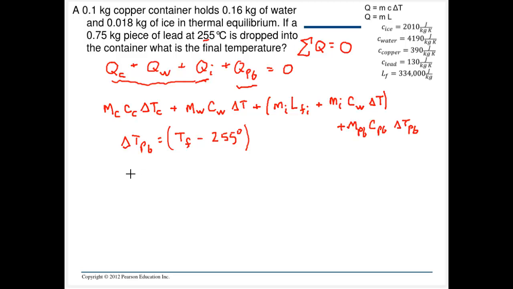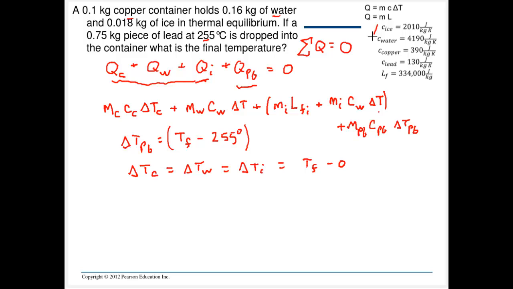The change in temperature for the water, the copper kettle and the ice: we know that all three of those are in thermal equilibrium, and we're not told that the ice is lower than 0 degrees Celsius, so we're going to assume that the ice is at 0 degrees Celsius, so also must be the water, and so also must be the copper container. So the change in temperature of the copper is going to be equal to the change in temperature of the water, and that's going to be equal to the change in temperature of the ice, and that's going to be the final temperature minus 0.